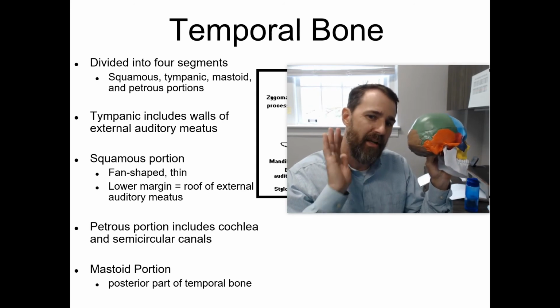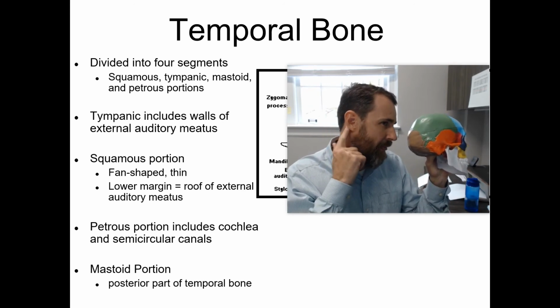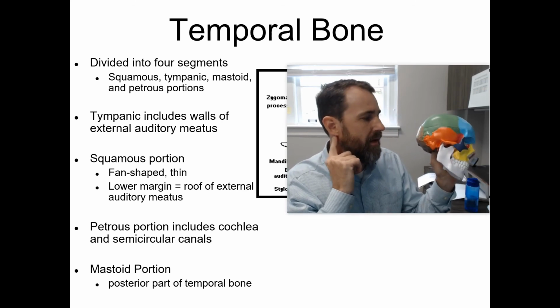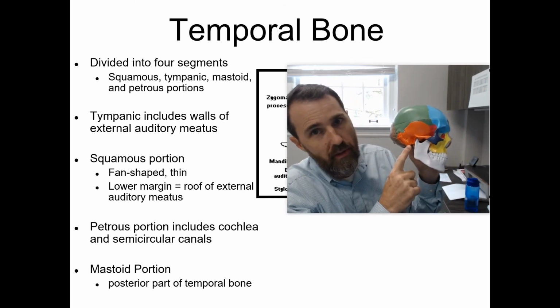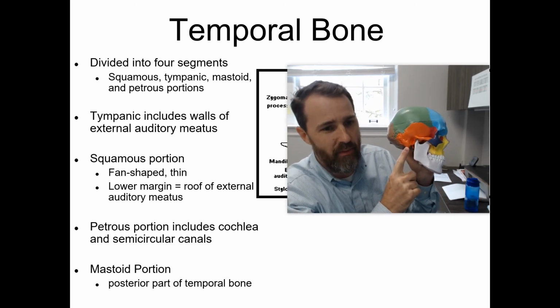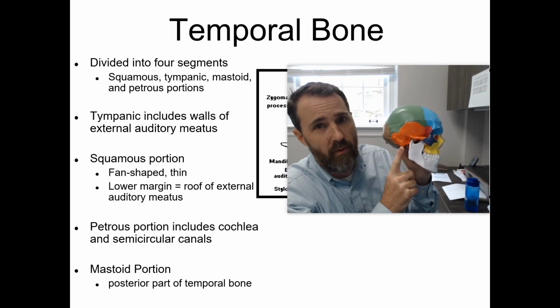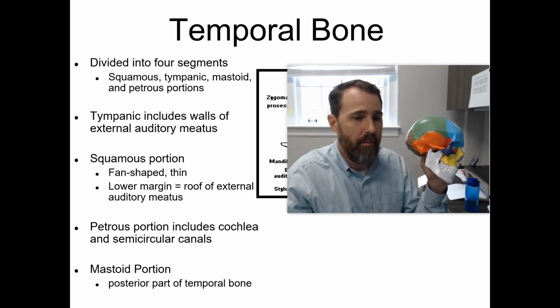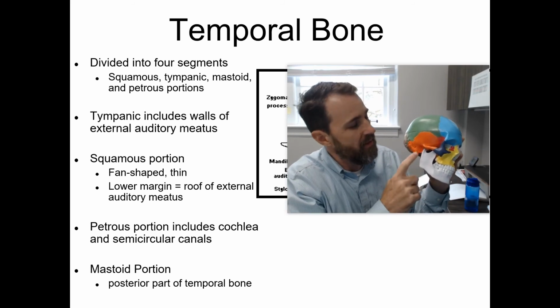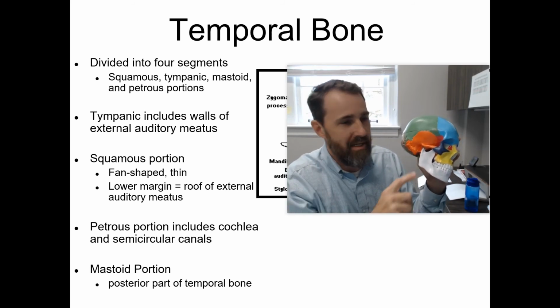Now, if you take your finger and you put it behind your ear and you feel that bump right there, what you're feeling is this portion of the temporal bone, and that is known as the mastoid process, or the mastoid portion of the temporal bone. So squamous, tympanic, mastoid.